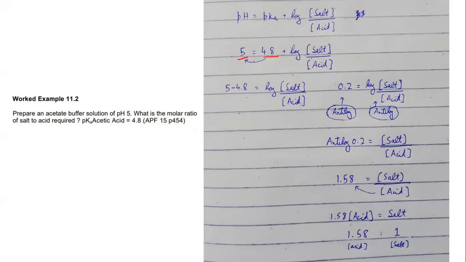How? We will take this 4.8 on this side. This is plus, and if we take it to left, it will become minus. 5 minus 4.8 is going to give us 0.2. Now on this side of the equation, we have 0.2 and here log salt divided by acid.